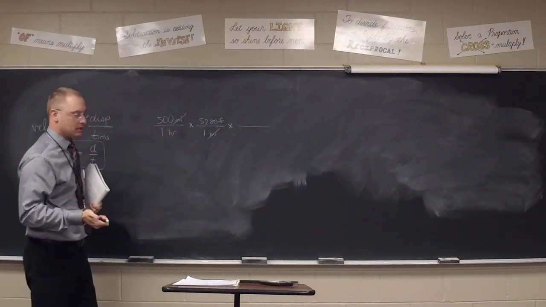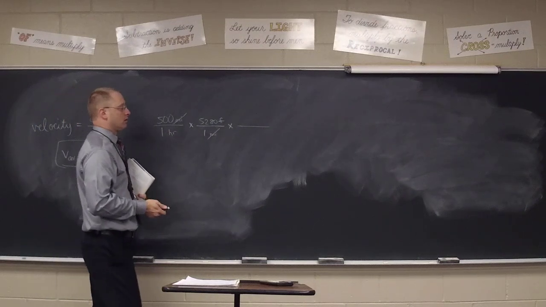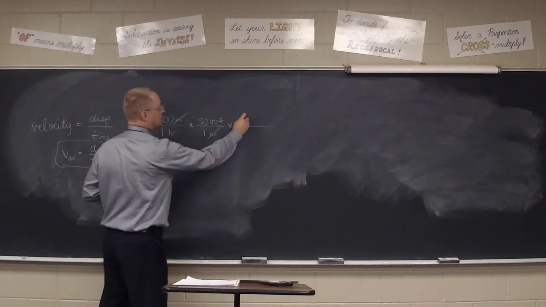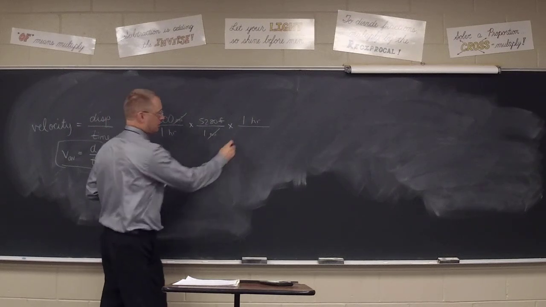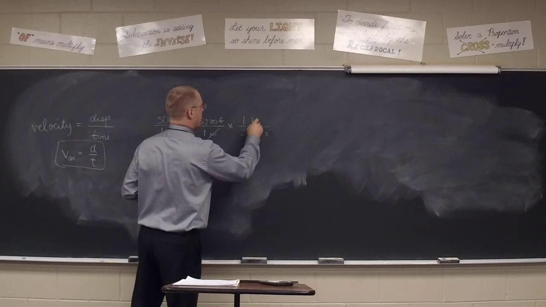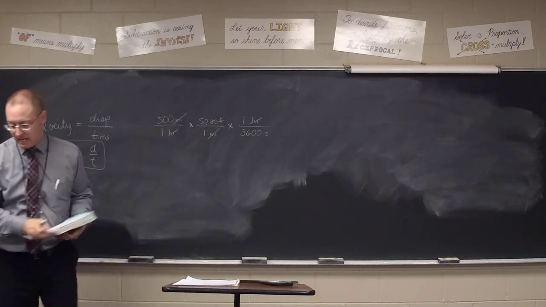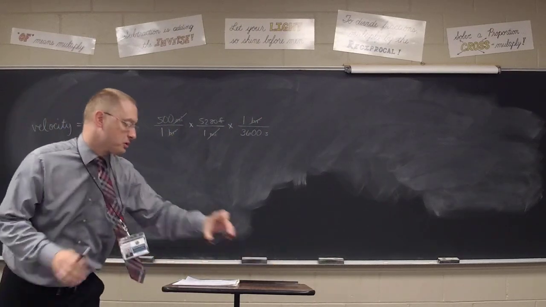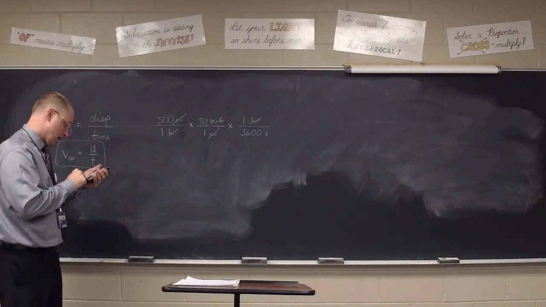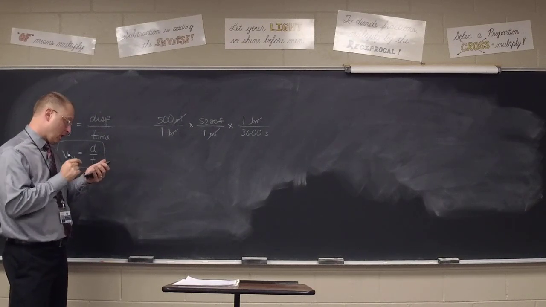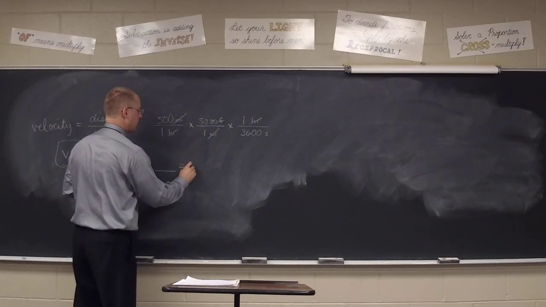I want feet per second. You can do 1 hour over 3,600 seconds. There we go. And that'll cancel away the hours. And check your work here. You should have multiplied for part A. 500,000. And what do we get for the feet per second?